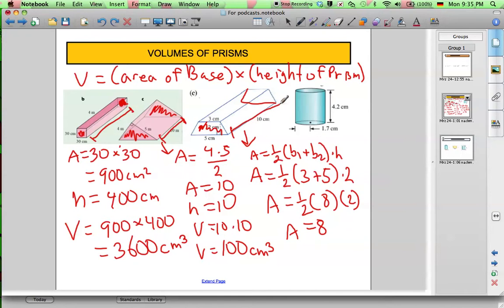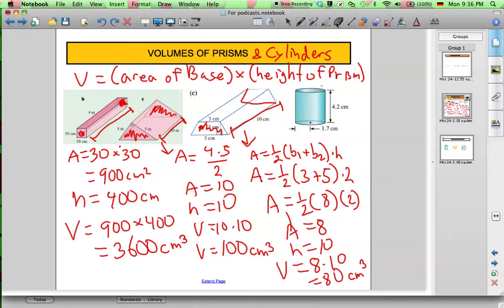The height of the prism is 10. Volume equals 8 times 10, which equals 80 cubic centimeters. Okay, let's take a look at the last one, which is actually a cylinder. So this works for prisms and cylinders, because a cylinder is pretty much just like a prism. It's got two opposite parallel bases and it's got a height, so you can do the same thing.